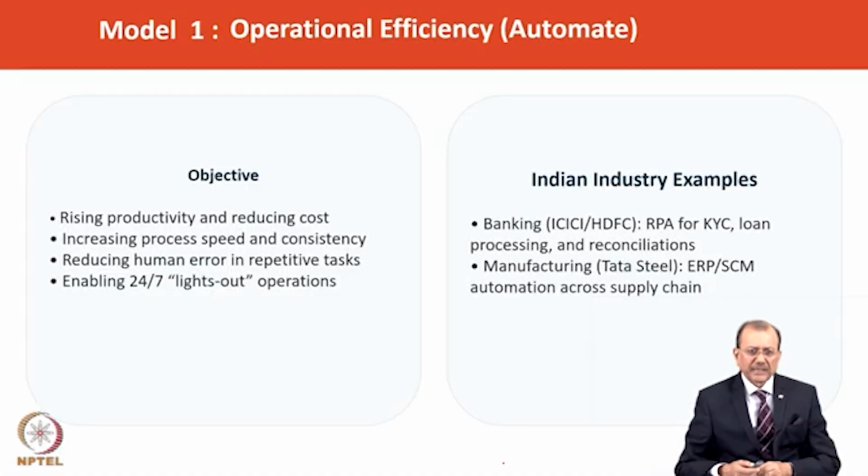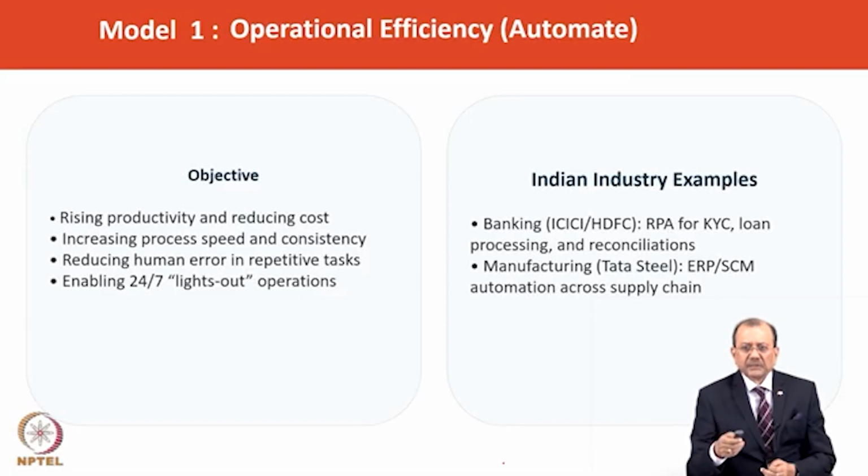Operation efficiency. We already discussed the objective. These are some examples to understand what we mean by operation efficiency. Banking industry using RPA for KYC, loan processing and reconciliation. Manufacturing industries are using ERP, SCM, automation across the supply chain. That is called digitalization of the supply chain. These are the kinds of industry examples.